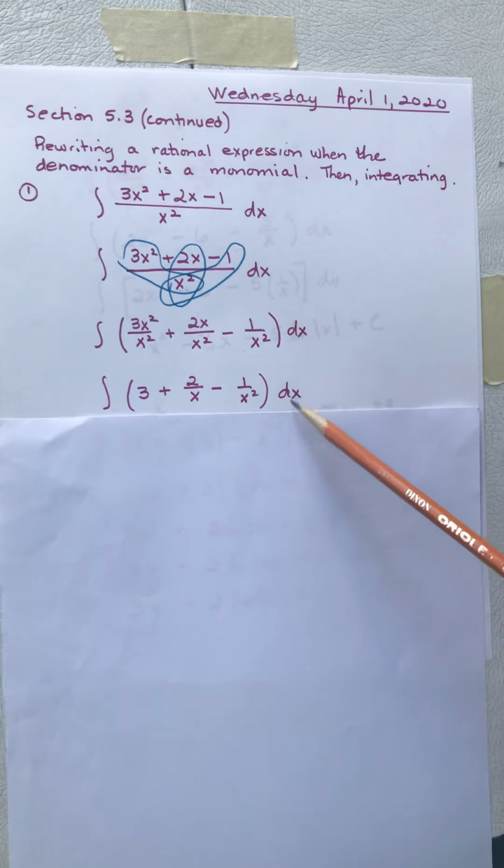Okay, now I'm going to rewrite it just a little so it's easier to integrate. So the 3 stays the same. The 2 over x is the same as 2 times 1 over x.